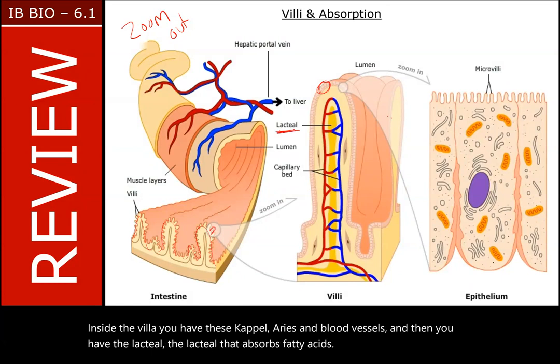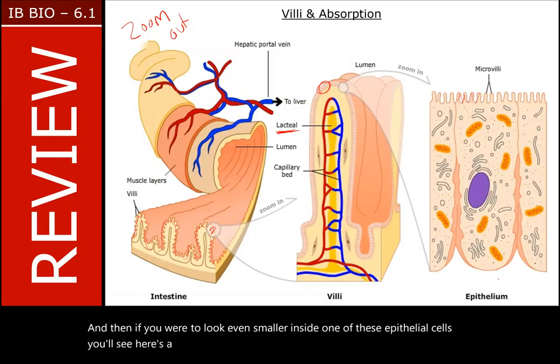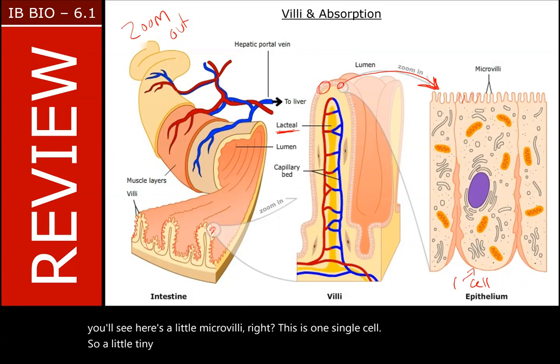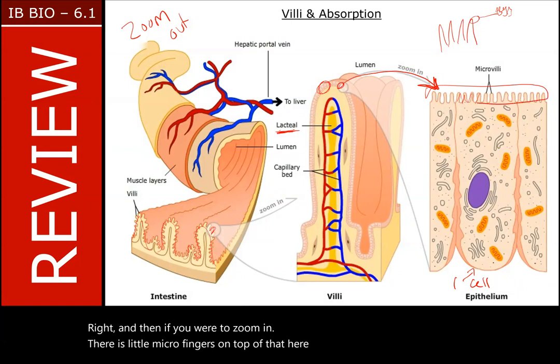And then if you were to look even smaller inside one of these epithelial cells, you'll see here's a little microvilli, right? This is one single cell. So little tiny fingers on each cell, on each big finger. So it's like villi, right? And then if you were to zoom in, there's little micro fingers on top of that. Here are your micro fingers. And that's everything you need to know about the intestines.